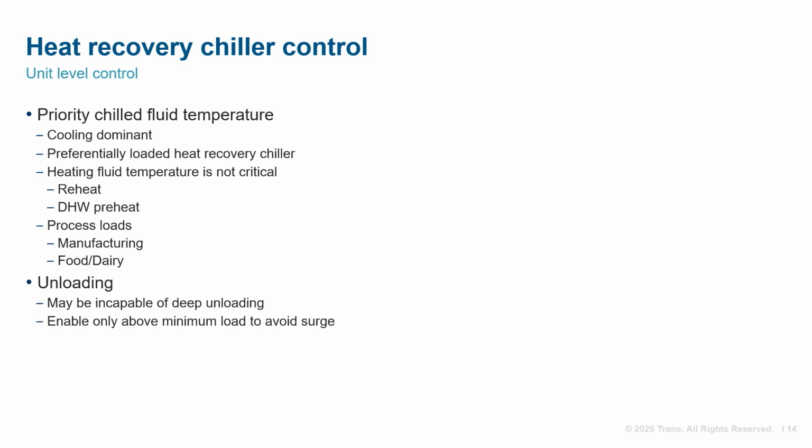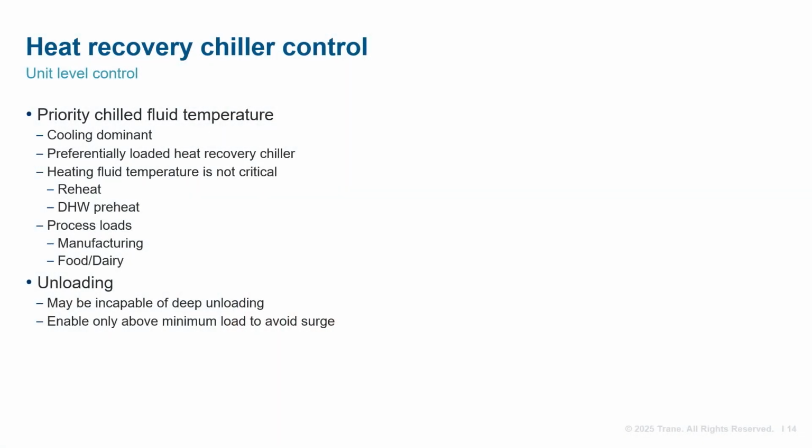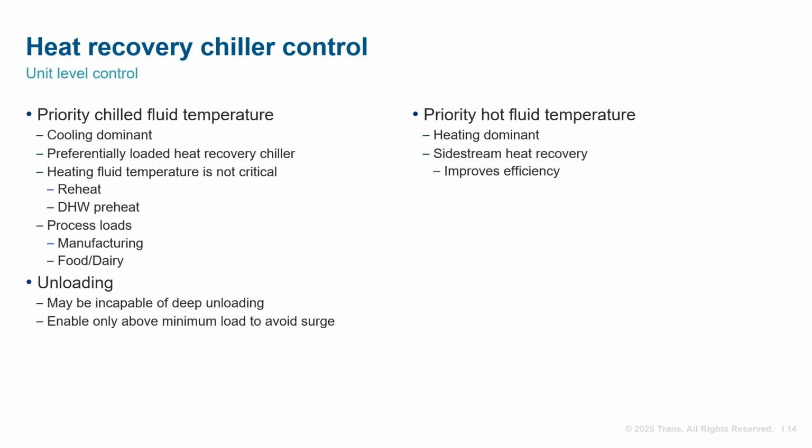Knowing how far the unit needs to unload is important, especially for centrifugal units. Understanding the load profile is key in this regard. Logic may be put in place to enable these units only under loads adequate to avoid the surge region. When heating is a priority, like in the middle of winter, it makes sense to control to a hot fluid temperature. With Sidestream heat recovery, the heat recovery chiller evaporator is piped into the chilled water return. This saves energy because its leaving evaporator temperature can float upward, resulting in reduced lift.